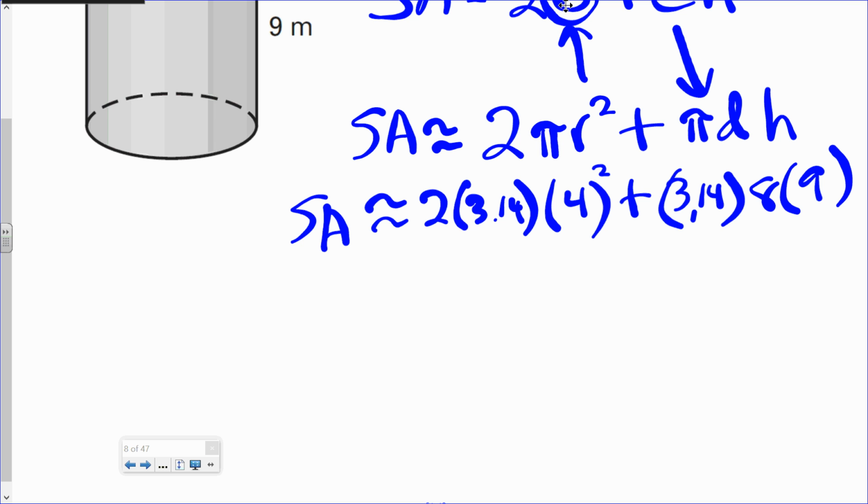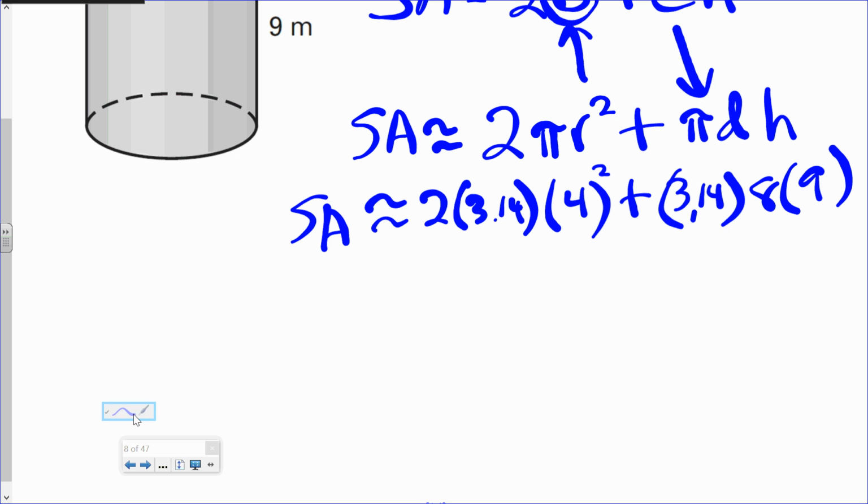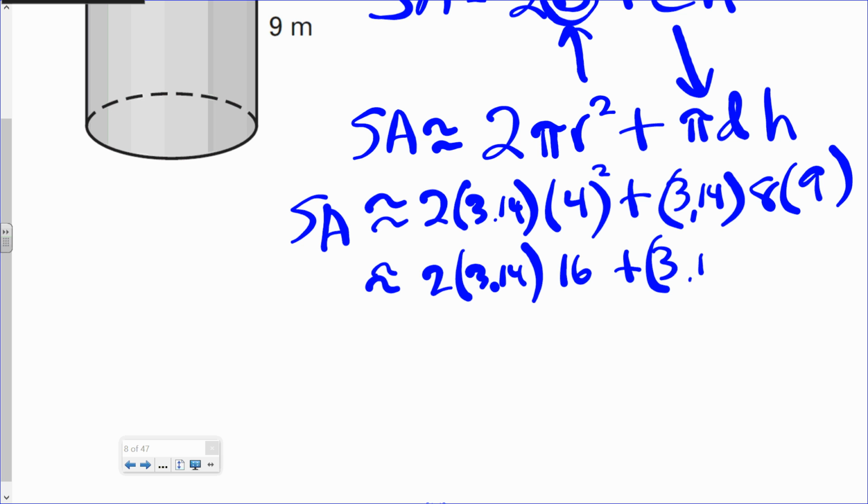Aunt Sally. What does Aunt Sally tell us to do first? Close. Exponents. Look at 4 to the second power does not mean 4 times 2. It means 4 times 4. So I got 2 times 3.14 times 16 right here, right? Plus the 3.14 here times the 8 times the 9.